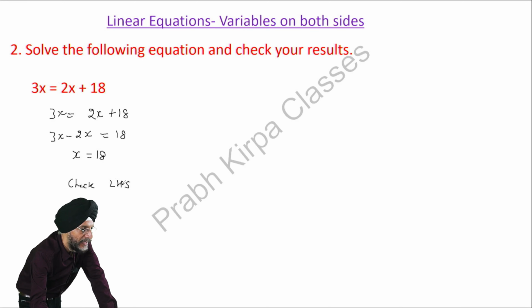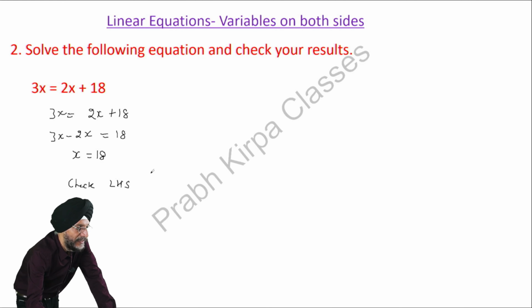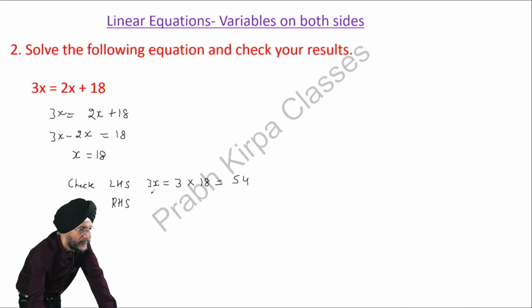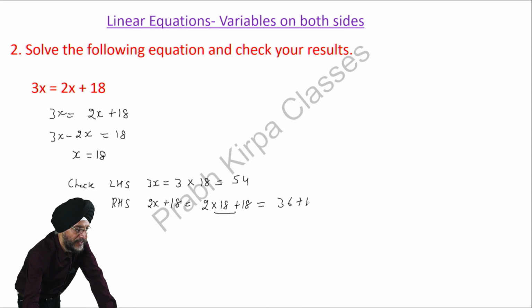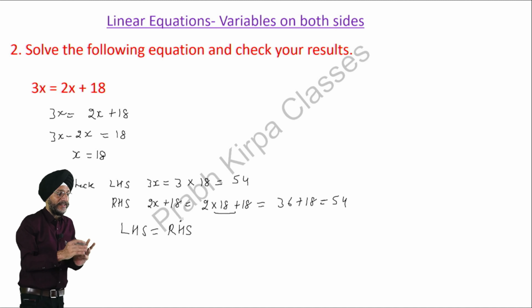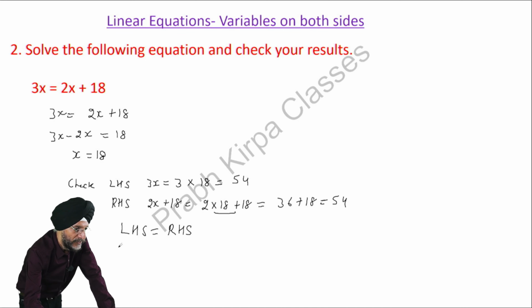Check left hand side, LHS. What is the left hand side? It is 3x. So let us fill in the value of x. 3 into 18, it becomes 54. Let us check the value of the right hand side. 2x plus 18. 2x, x means 18, so 18 plus 18, 36 plus 18, it becomes 54. So left hand side is equal to right hand side. That is, the value of x which we had calculated is okay. Equation is okay. So hence verified.